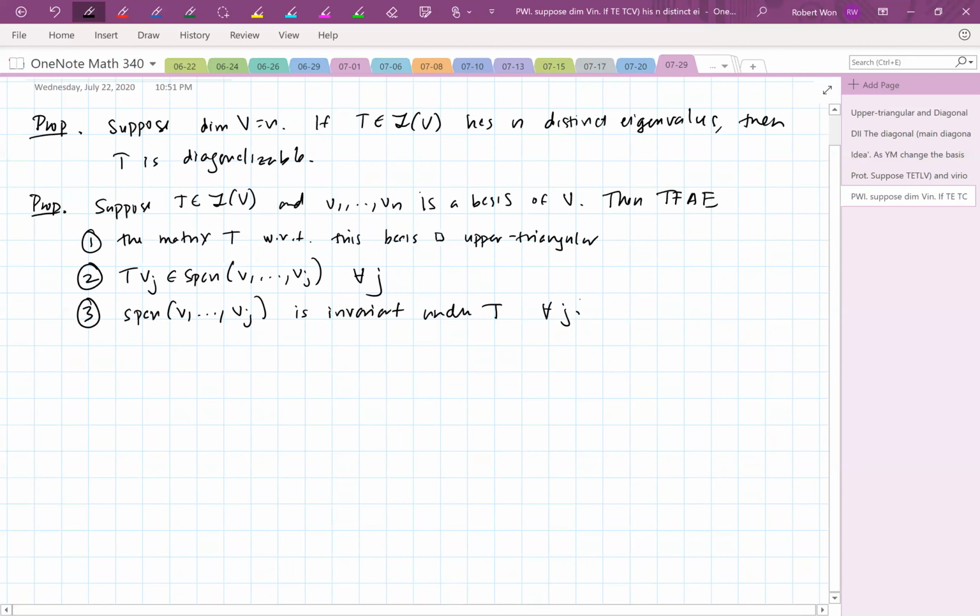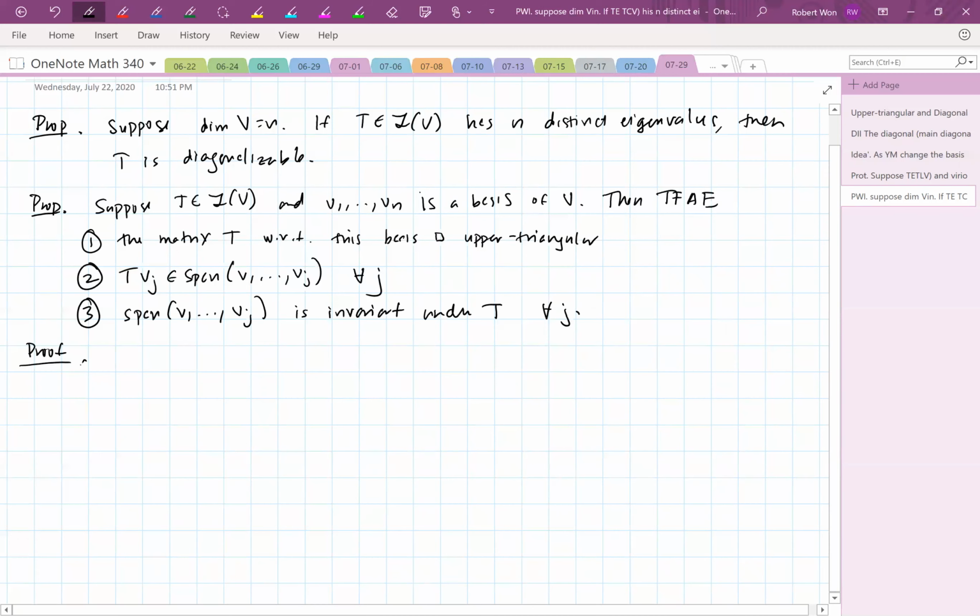So this is telling you exactly what it means to say that the matrix of a linear operator is upper triangular. It means any of these other two equivalent conditions. Either it's saying that when you take T of any of your basis vectors, you end up in the span of all the basis vectors up until that one. Or it's saying that these spans of consecutive basis vectors are invariant under the linear transformation. Okay, so let's see why this is true.